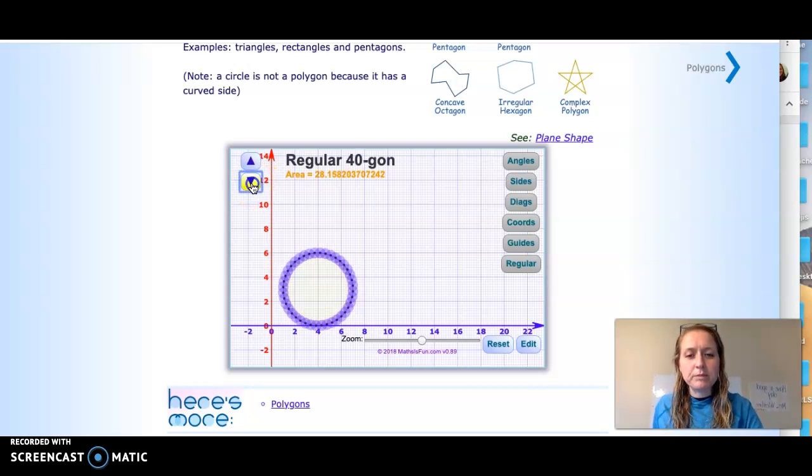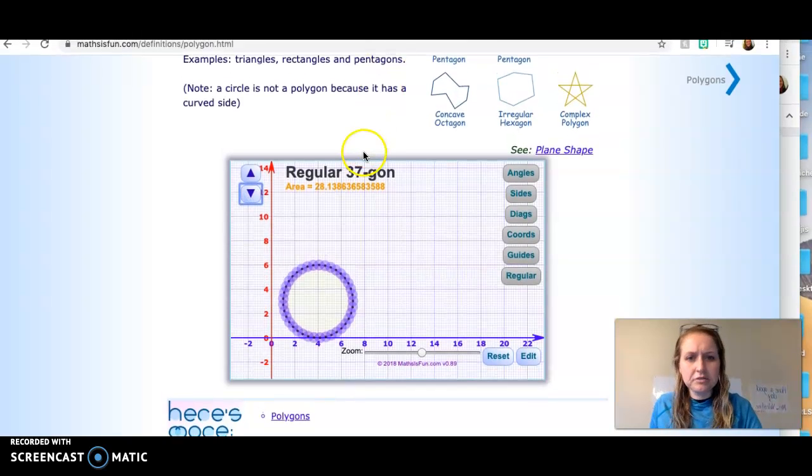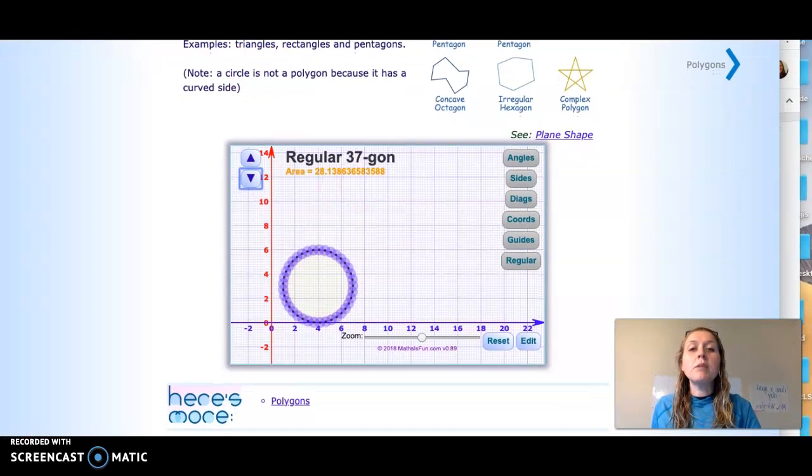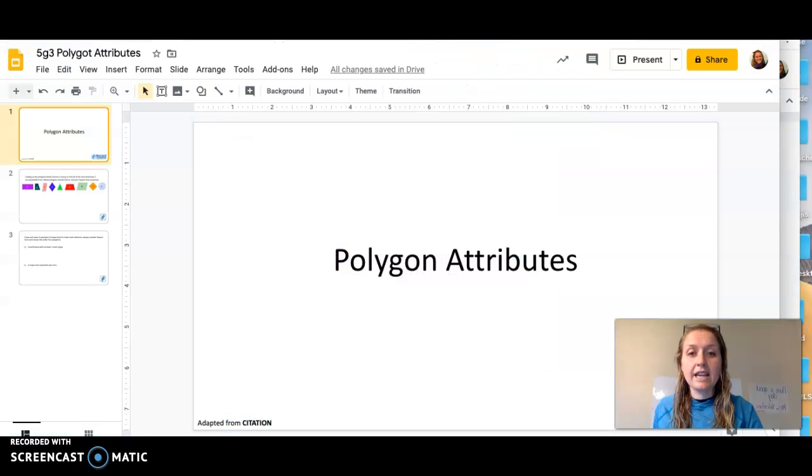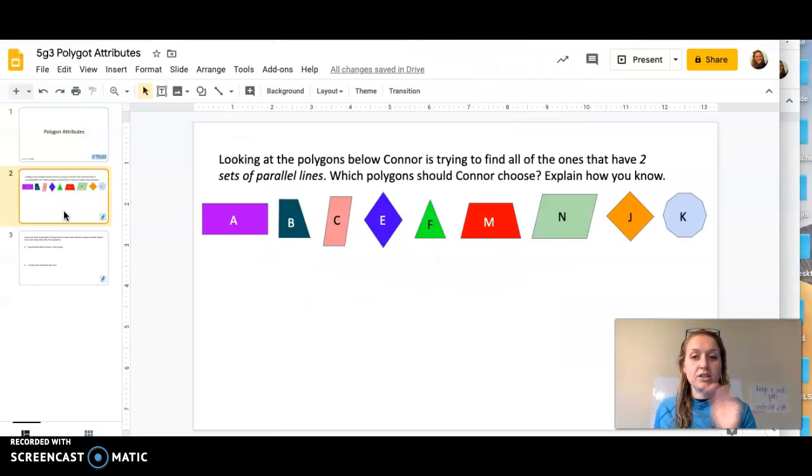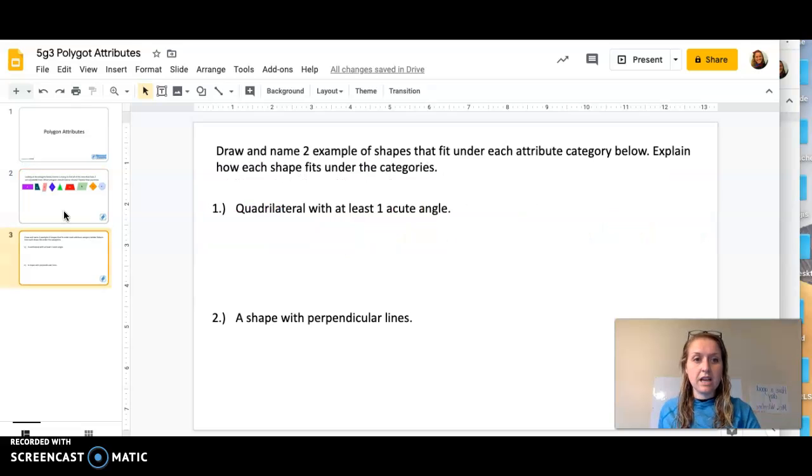So this was pretty cool. I like this website a lot. This is just mathisfun.com. I don't know if you can see that at the top here. So what you're going to work on today is this, which is yours, polygon attributes, and it looks like this. You have two questions, right? So you have this, and then you have the second part.